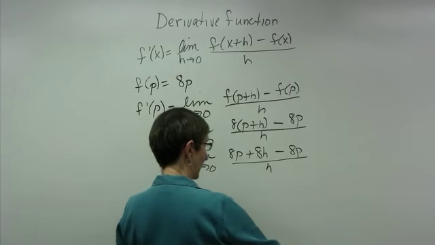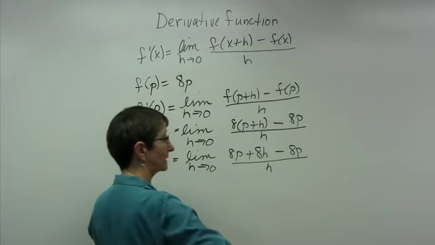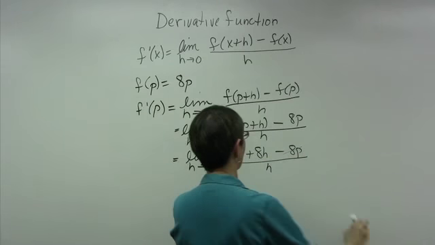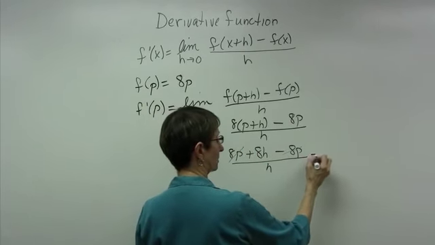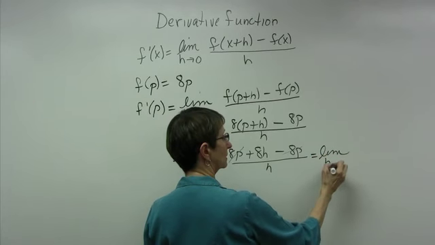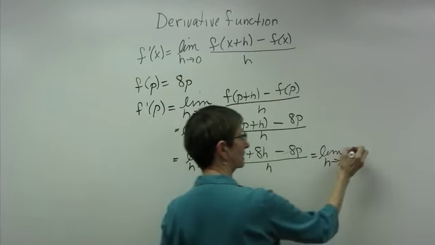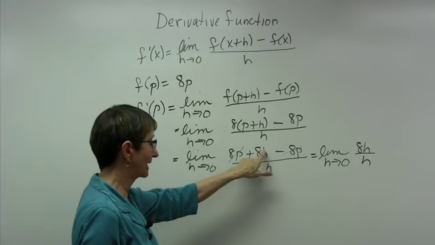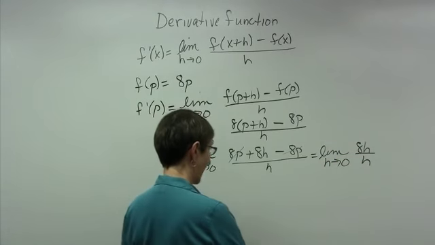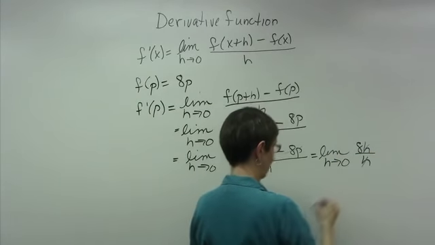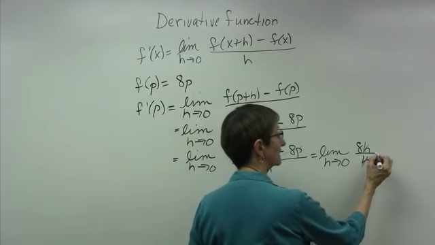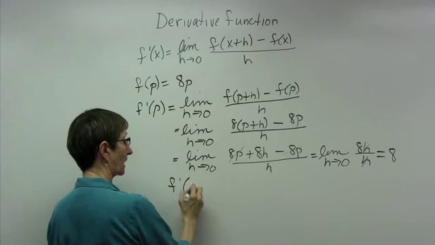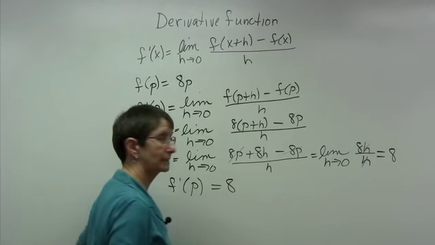I didn't need to write the parentheses again. Divided by h. And you will see that the 8p's are going to subtract out. I don't have those anymore. All I have is 8h over h. There's an h in each piece. The h's will cancel now. And so I'm left with my limit equal to 8. So that tells me that f prime of p is equal to 8.